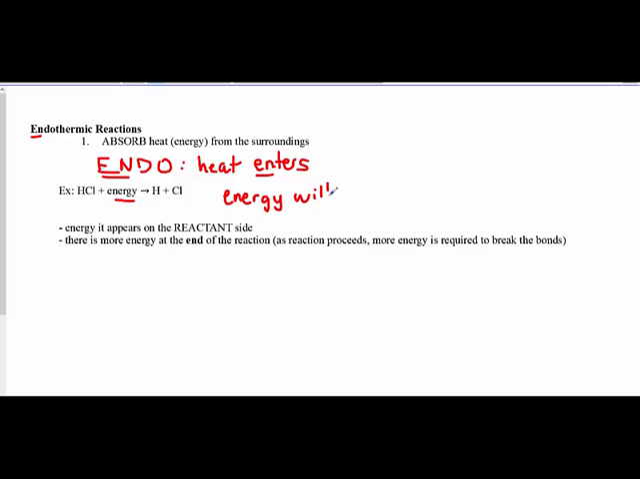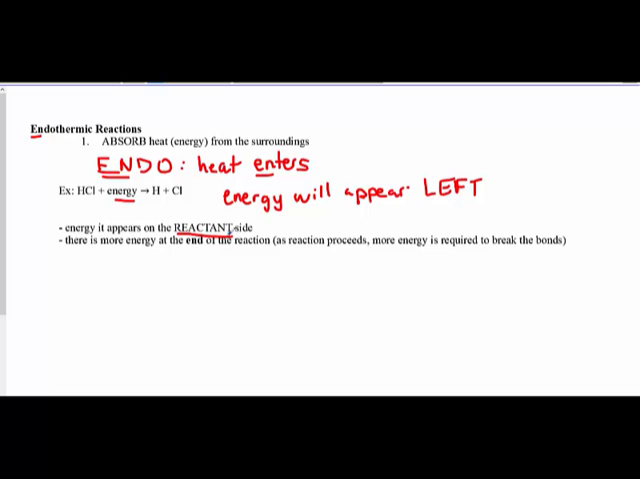will appear on the left-hand side or on the reactant side. The easiest way to think of it is it's on the reactant side. So energy is much like a reactant. We need to put it in order to get to our products. So we can really, in a simple way, think about energy as being a reactant for an endothermic reaction and as a product for an exothermic reaction.